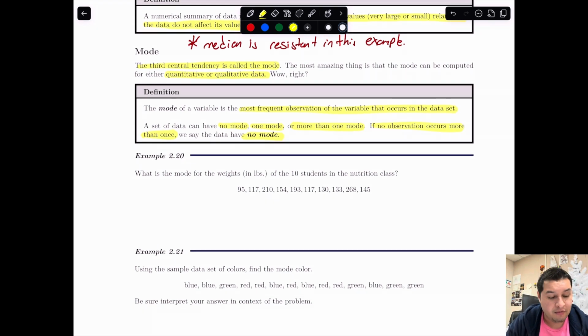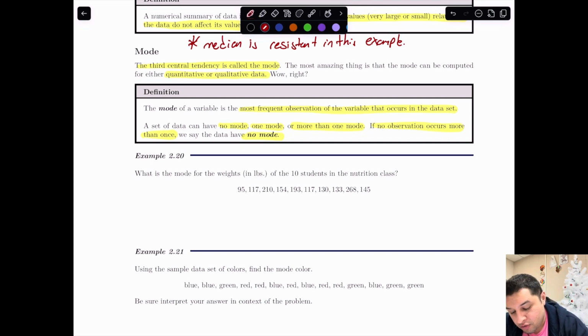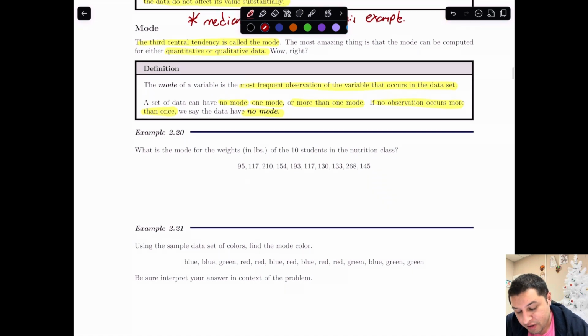So this one we probably have seen before, hopefully. What is the mode for the weights? All right, so what is the mode for the weights here? The weights of the 10 students in the nutrition class. We want to find the one that happens most frequently, or has the most observations. Obviously, we can see that 117 is right here and 117 is right here again. We have 2 of them. Therefore, the mode is 117 pounds. In this case, this just means that 117 occurs the most.